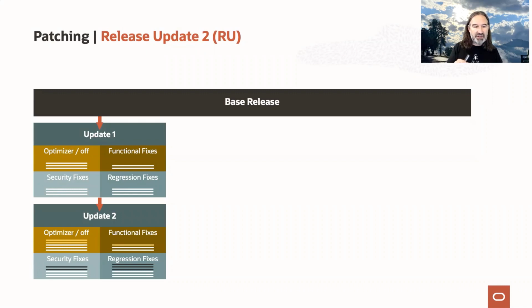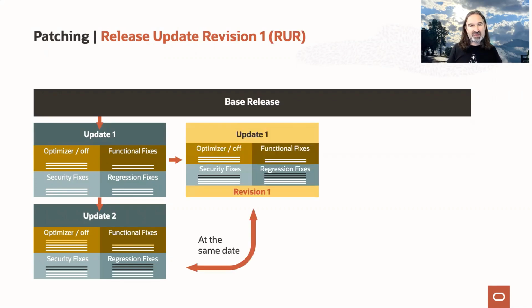That means update 2 contains all the fixes from update 1, plus the new ones either marked in yellow for optimizer and functional, or black for security and regression fixes here. But at the same time we release this update 2, we release also revision 1 for update 1. So this is now a bit puzzling when you see this the first time. And when you compare now revision 1 and update 2, you see the difference is that the revision 1 gets the black bars, the security and regression fixes, but doesn't get the yellow ones for optimizer and functional fixes.